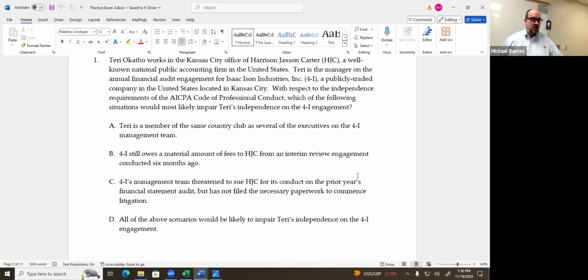4i's management team threatened to sue HJC for conducting the prior year's financial statement audit, but has not filed the necessary paperwork to commence litigation. Is that a threat? Yes. It doesn't matter if litigation has commenced, if it's probable that it will commence, or if there's threatened litigation, that is enough to impair independence. So C is our answer.